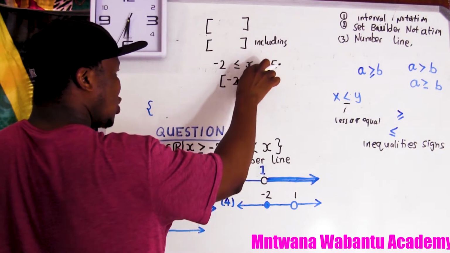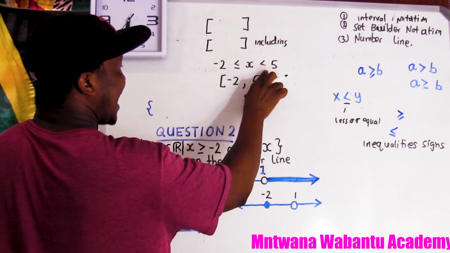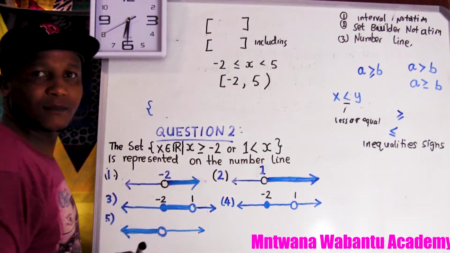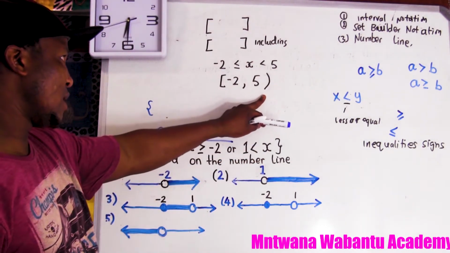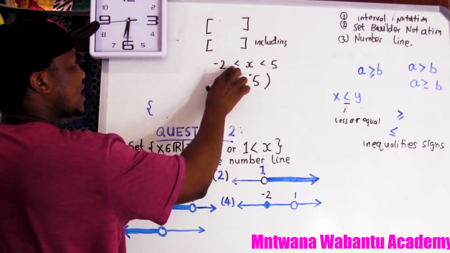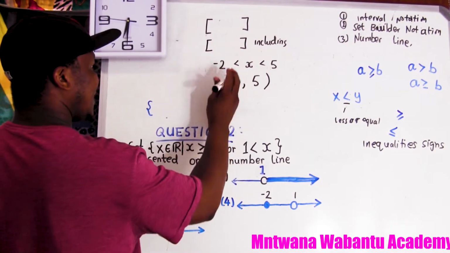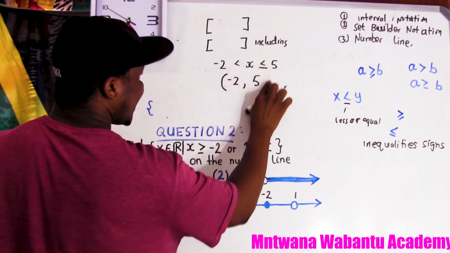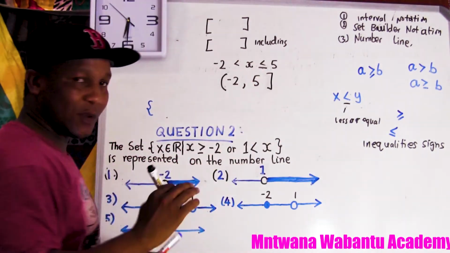But if it was excluding here, then I was not going to use this sign. I was going to use this sign. So this is excluding. See? And if this was excluding, I was going to use this sign. But if it was including, then I was going to use this sign. So it all depends on the question.